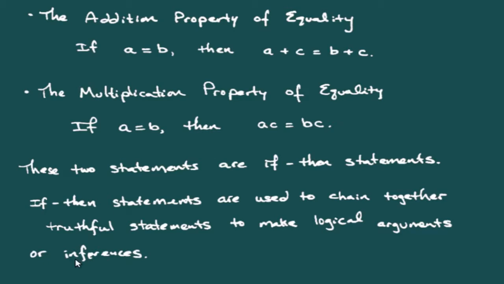We think of the if-then statements as being inferences, and we can chain them together by thinking of the if as the input value and the then as the output value. We chain them together by taking the output value from one statement, making it the input value for the next statement, and so on and so on, just like a car assembly line, for example. And so the addition property of equality and the multiplication property of equality are those if-then statements that we will use to really solve our equations.